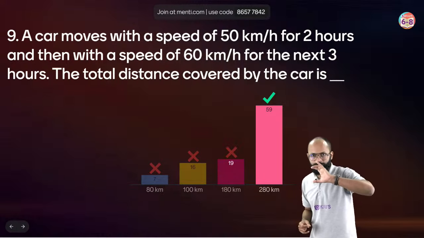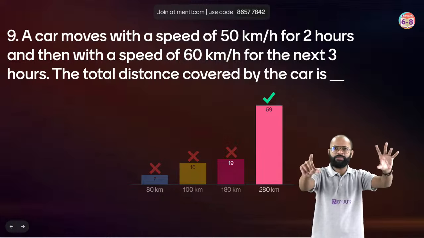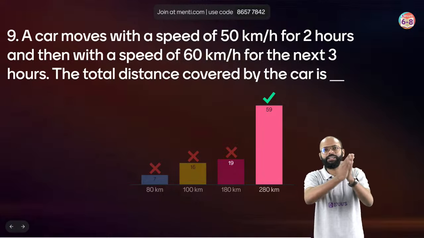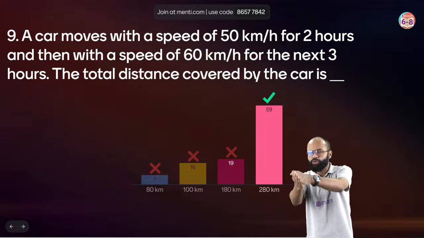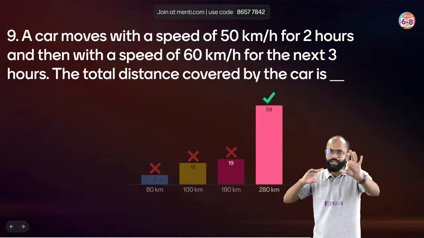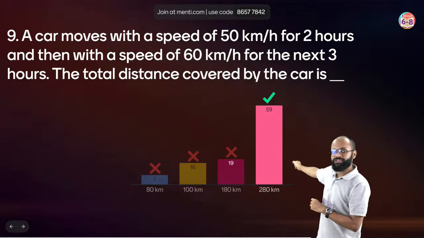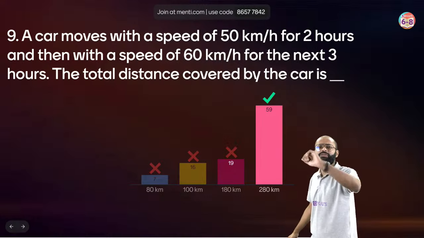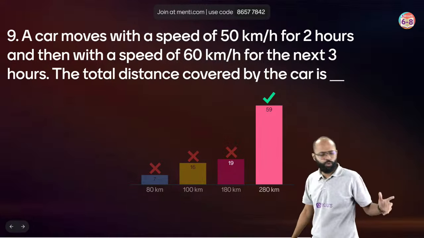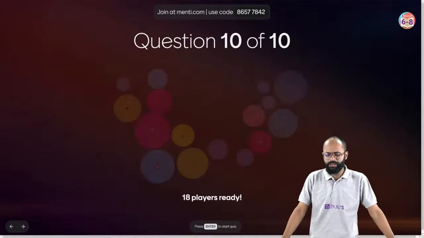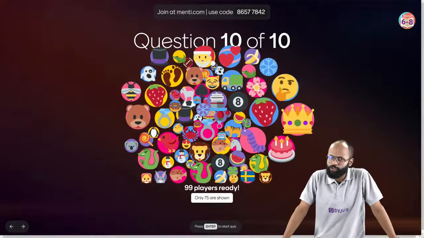50 kilometers for 2 hours means sir speed is given, time is given, you multiply them, what will you get sir? Distance. 50 kilometer into 2 hours, 50 into 2 is 100, theek hai, that is 100 first wala. 60 kilometer per hour for next 3 hours, distance covered is what? 60 into 3 means 180, so 180 plus 100 is what? 280. Arre answer to easy hai, kaahe mistake kar rahe ho. Question number 10 on your screen now.